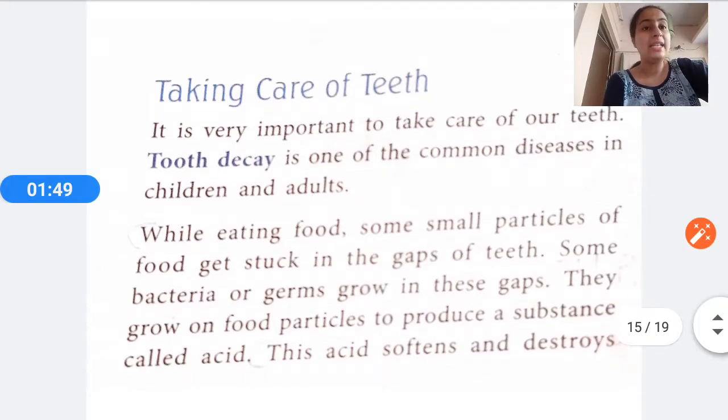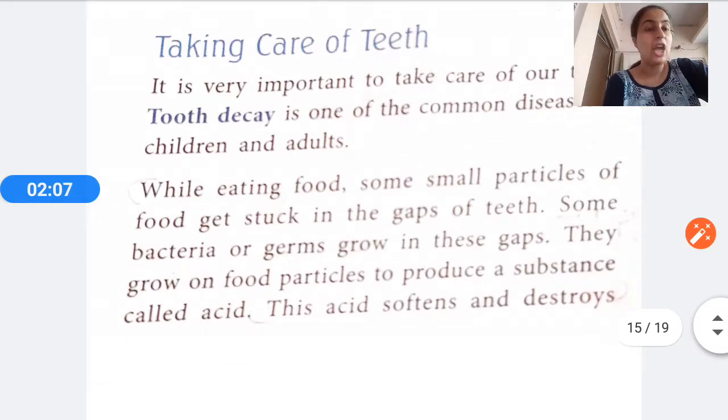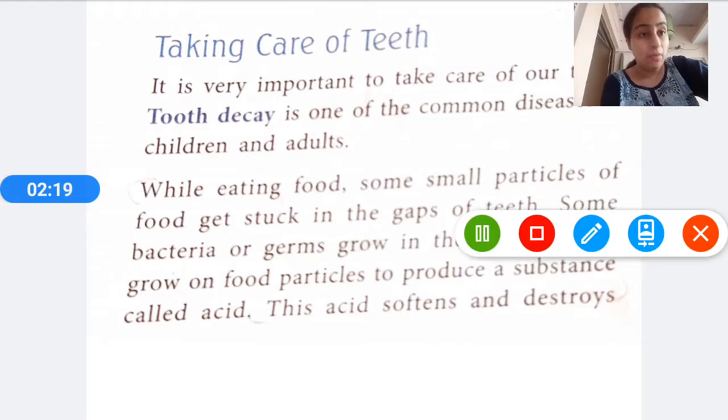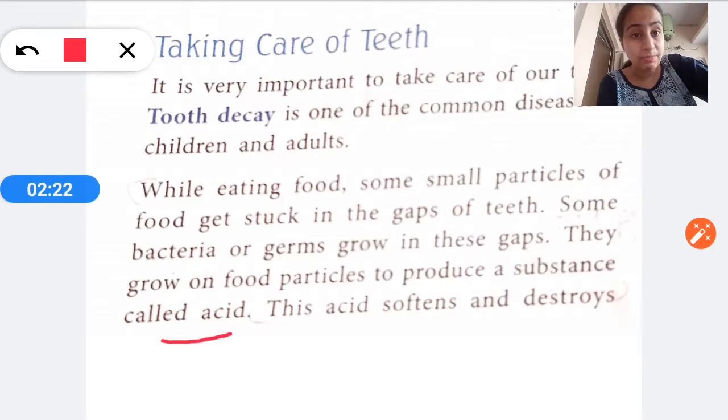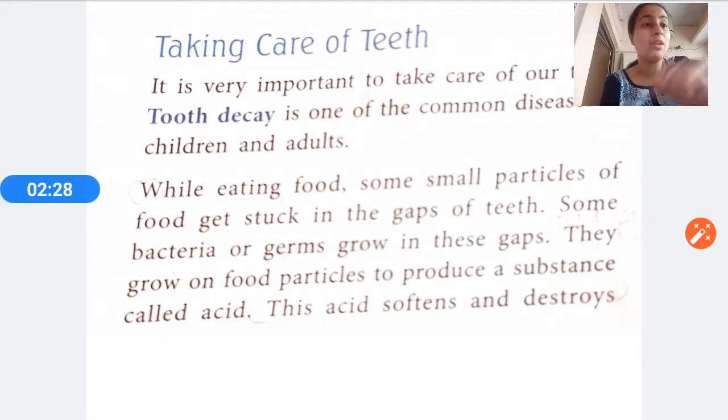Let us understand how tooth decay is formed. While eating food, some small particles of food get stuck in the gaps of teeth. Some bacteria or germs grow in these gaps. They grow on the food particles to produce a substance. The food particles that are not digested and are left on the teeth produce a substance called acid.